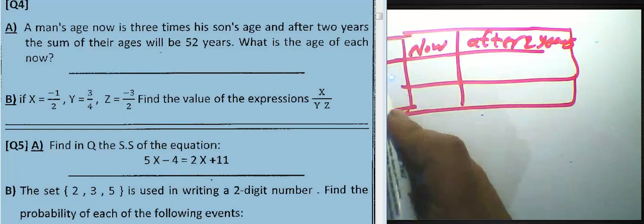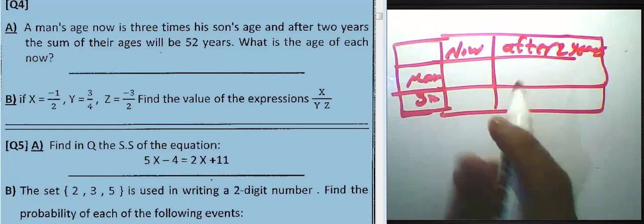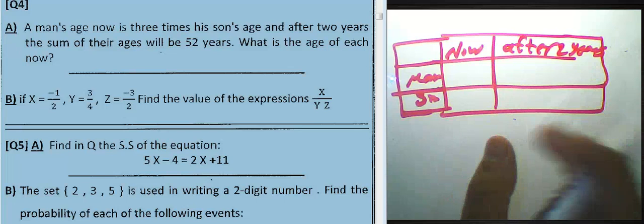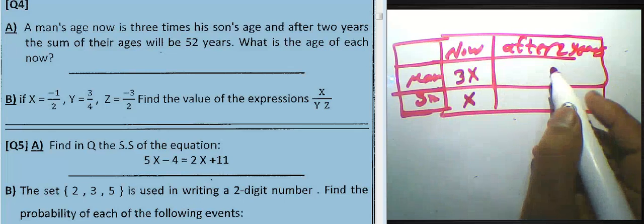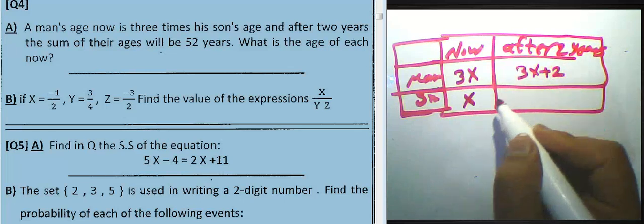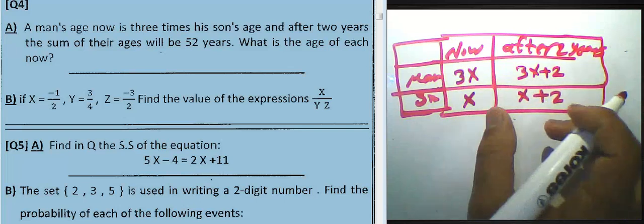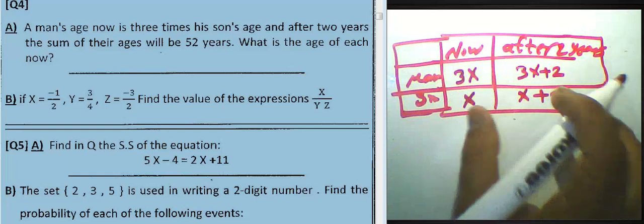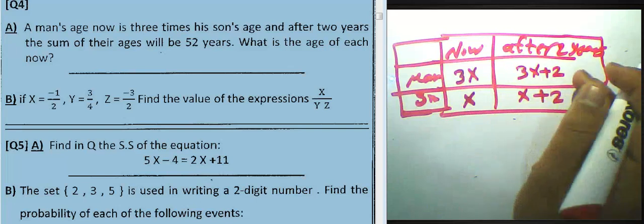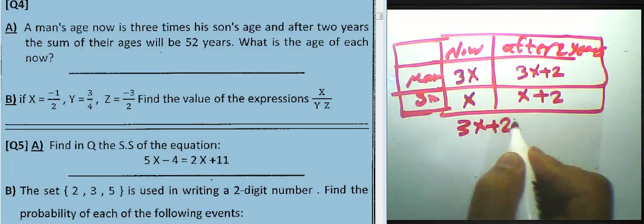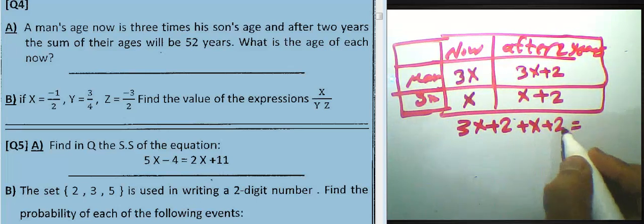A man and son. Now, look here. Now a man's age is 3 times the son's. Write the son's age as x, and the man will be 3x. After 2 years, it will be 3x plus 2, and the son will be x plus 2. After 2 years, the sum of their ages will be 52. So we can add 3x plus 2, the age of the man, and the age of the son, x plus 2, and it will be equal to 52.